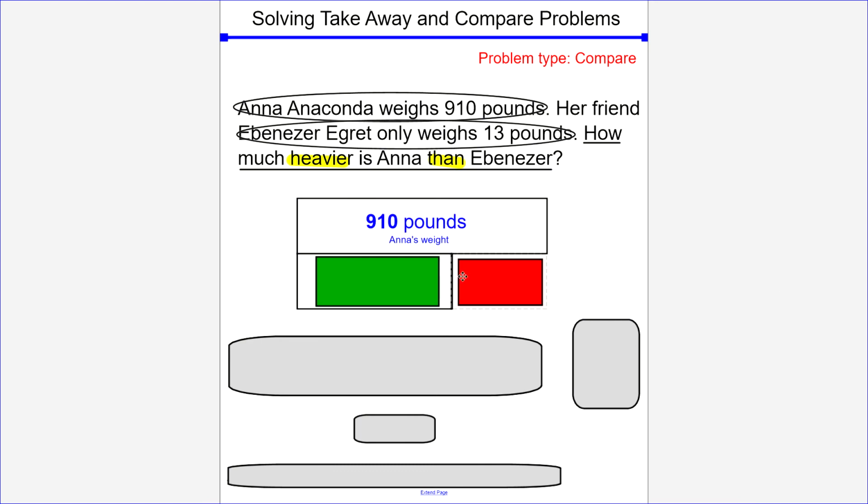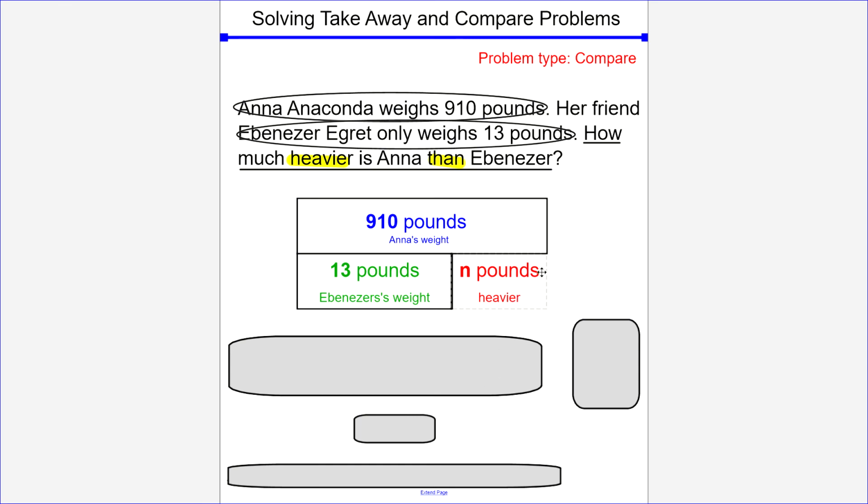Yes, the greater amount is that Anna weighs 910 pounds. If Anna's weight is the greater amount, what is the lesser amount? Of course, the lesser amount is 13 pounds, Ebenezer's weight. Now, third grade, I need you to think, what would we write for the difference? Oh yes, we don't know the difference. The question's asking about that. How much heavier is Anna than Ebenezer? So we might write N pounds, which is how much heavier Anna is than Ebenezer.